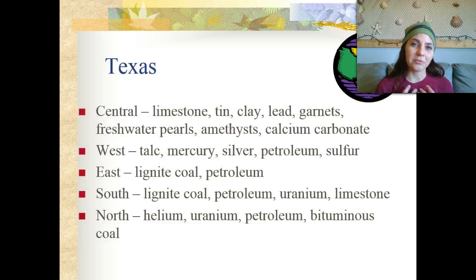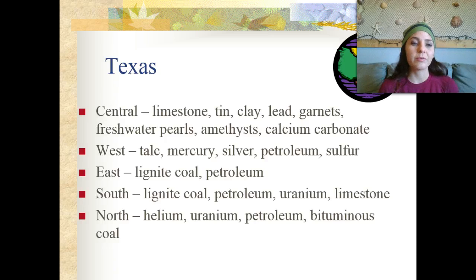So in Texas, which is where we live, or at least where I live right now, in Central Texas, we have limestone, tin, clay, lead, and garnets, as well as freshwater pearls, amethysts, and calcium carbonate. So these are some of the things that we have around Texas that are non-renewable resources that we are mining or harvesting. In the West, we have talc, mercury, silver, petroleum, and sulfur.